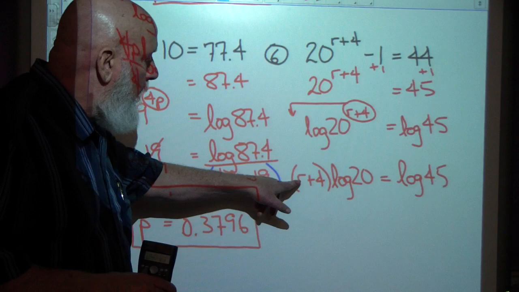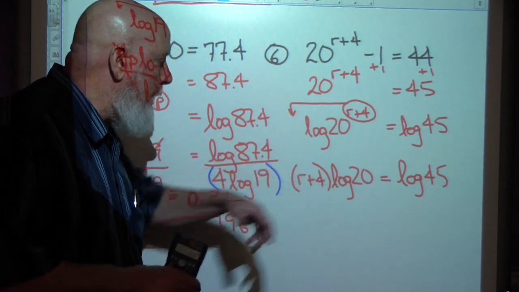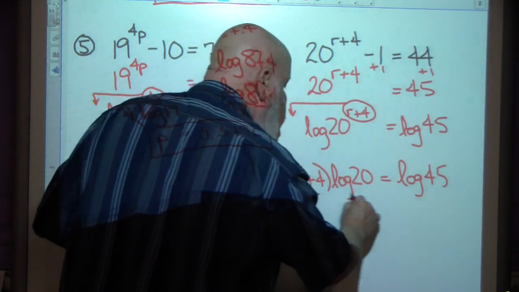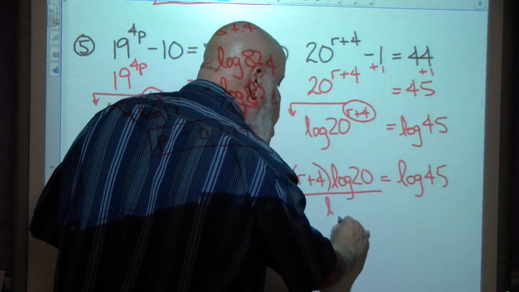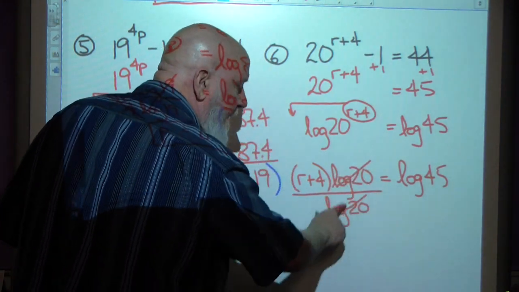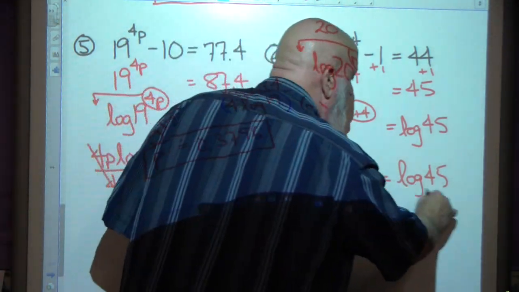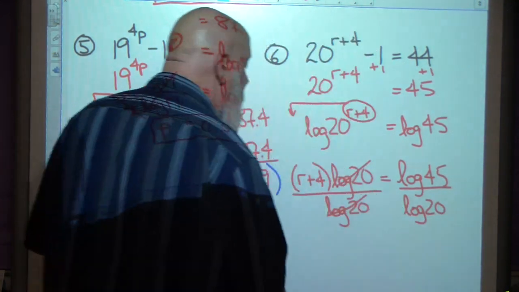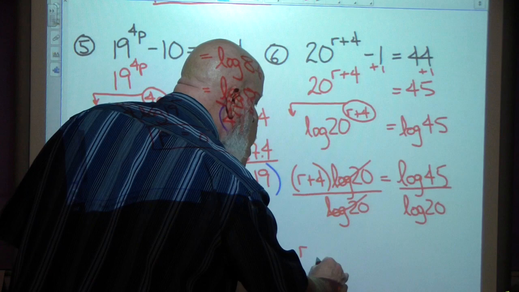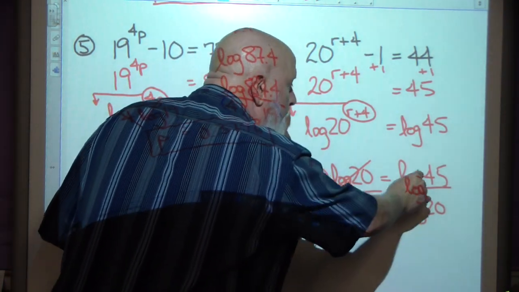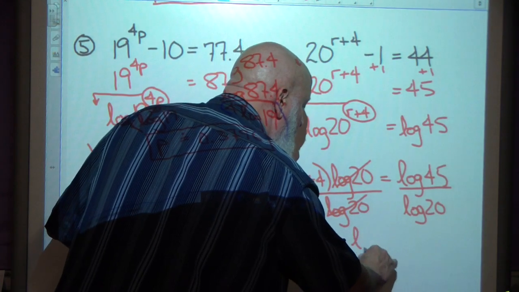Now I want to isolate r, so I'm going to divide by log 20. Divide both sides by log 20, that will get this part by itself. I'll go ahead and show that. Log 20 cancels log 20, that's just a fancy 1 times this. Over here it looks like this. And then I have r plus 4, that's what this side turns into. R plus 4 equals this mess.